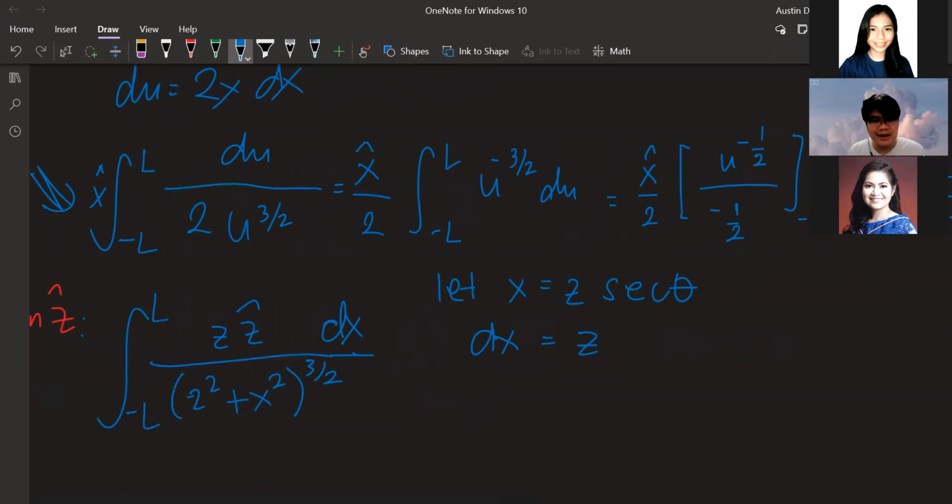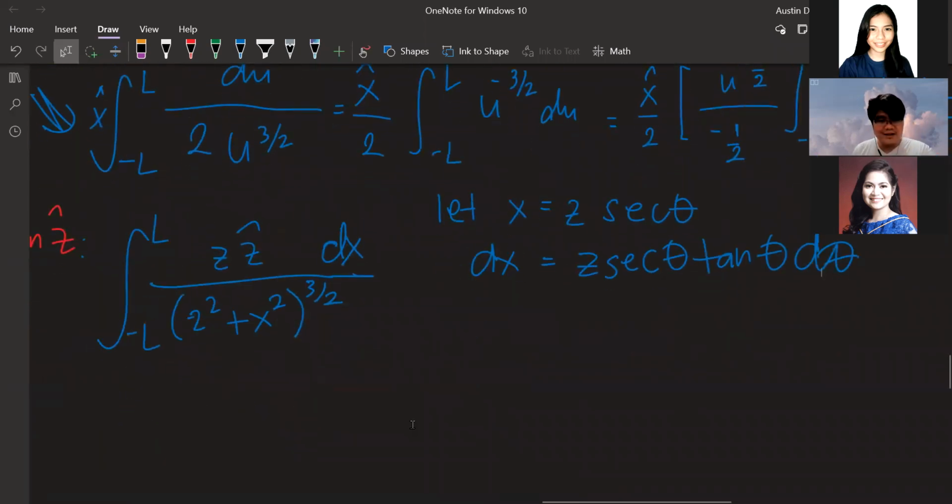So, may nagsabi na yung derivative ng secant will be secant tangent. Secant theta tangent theta d theta. Okay, I trust that ito yung derivative ng secant. Okay, so let's try this. Kung hindi gumana, then it's not gonna work. Natuto tayo. There's no harm in trying things out. Kapag nagpanic ka about these problems, mahirapan ka. So, let's try.